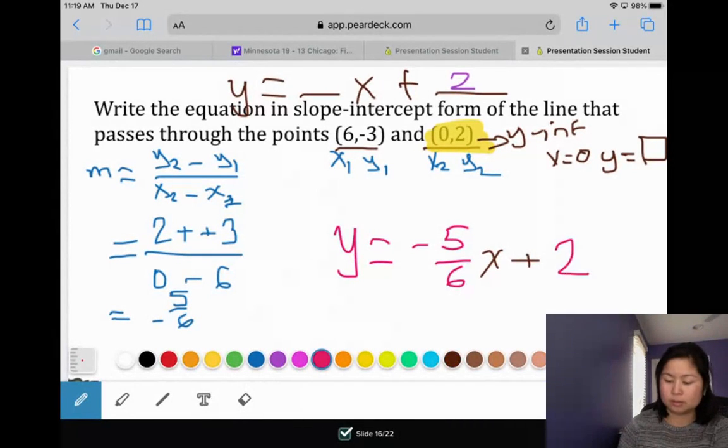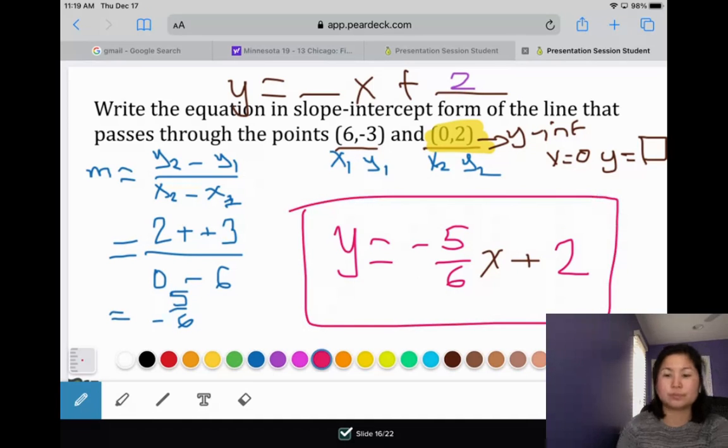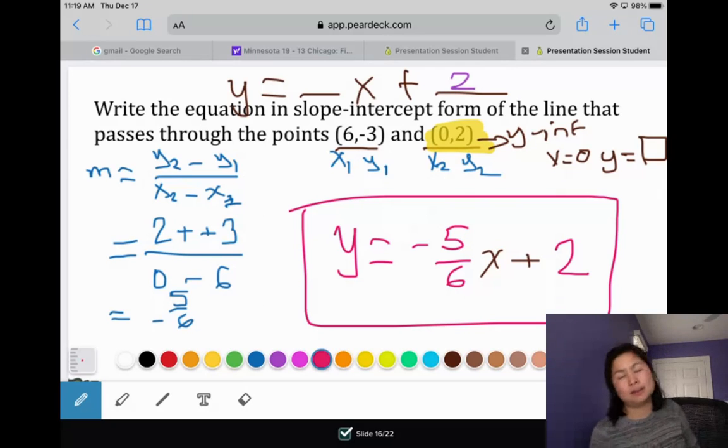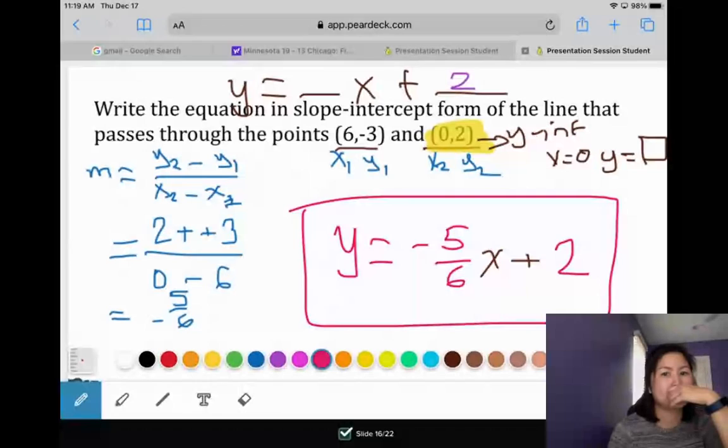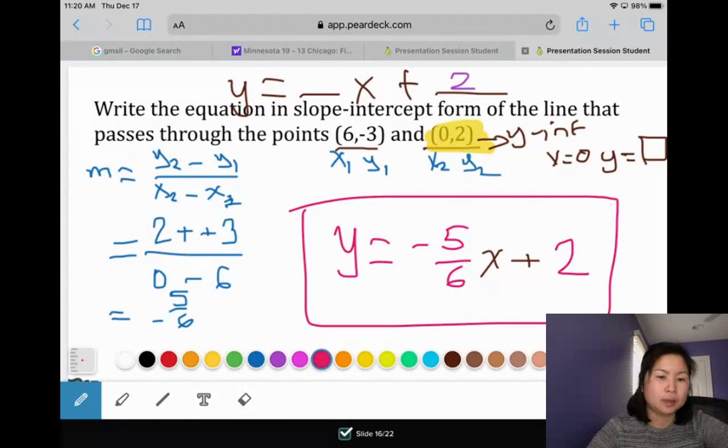And the y-intercept is 2. So for this one, it's nice and easy. It's not easy, I'm sorry. This one is nice because the y-intercept is given to you. The only thing we have to find is the slope, and then we put everything together. How do we feel? Questions for me? Okay, moving on.